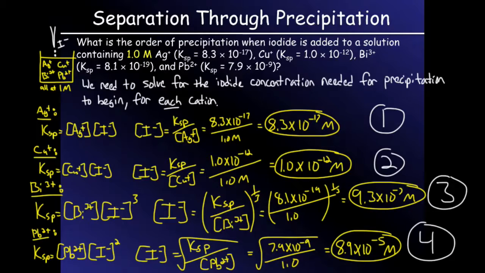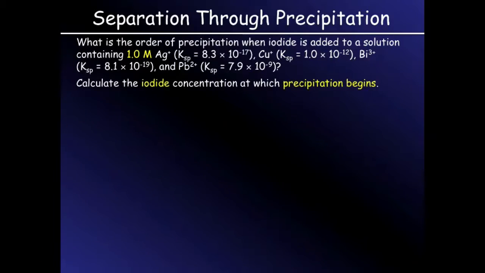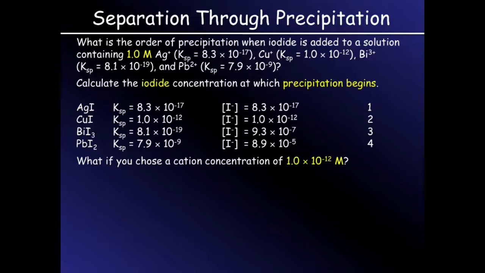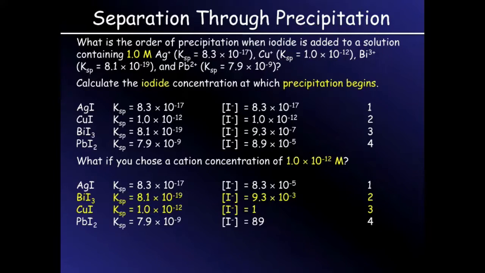So the order of precipitation then is going to be silver first, copper, bismuth, and then lead. It turns out if the concentration is different, we could actually have a different order of precipitation. So the point here is the order of precipitation is a function of not just the KSP values, but also the initial concentrations of the cations.